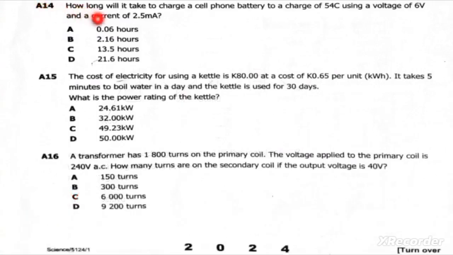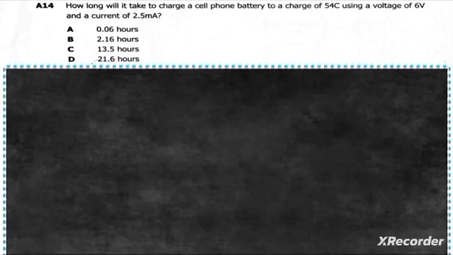Question A14: how long will it take to charge a cell phone battery to a charge of 54 coulombs using a voltage of 6 V and a current of 2.5 amperes? A, 0.06 hours. B, 2.16 hours. C, 13.5 hours. D, 21.6 hours.